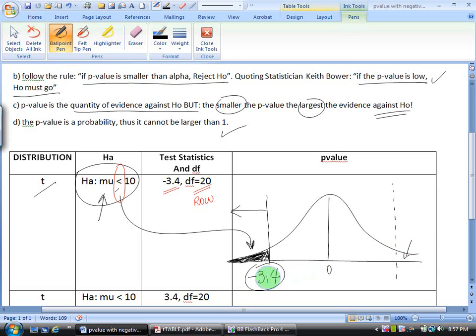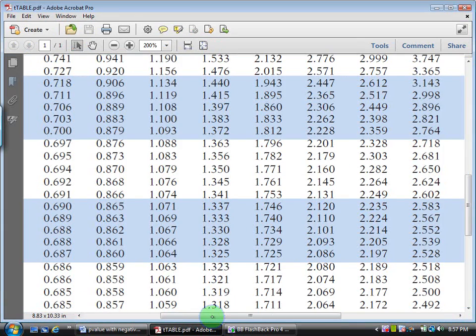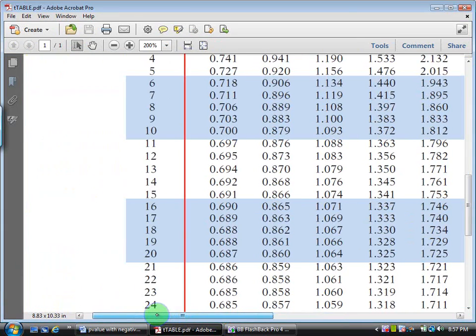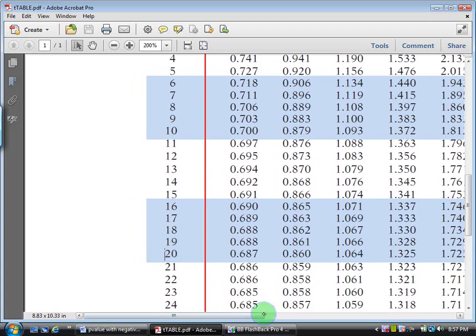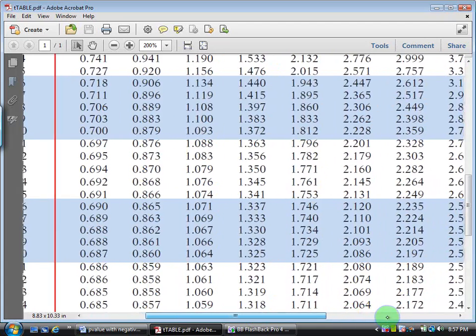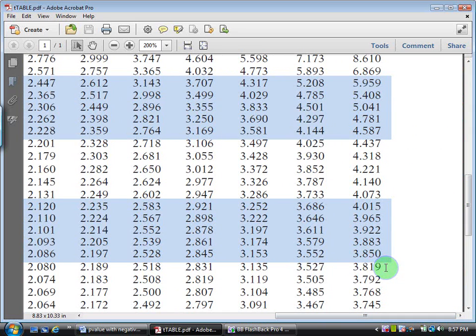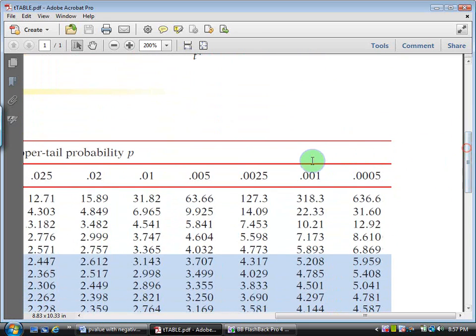Okay, so minus 3.4, degrees of freedom 20. We go to the t-table, look for degrees of freedom 20. Here's the 20. We look for a place where we put 3.4 between two numbers, and it's right here. At this point, we go up all the way, look for the headings of these columns, and our p-value is located somewhere between 0.025 and 0.001.